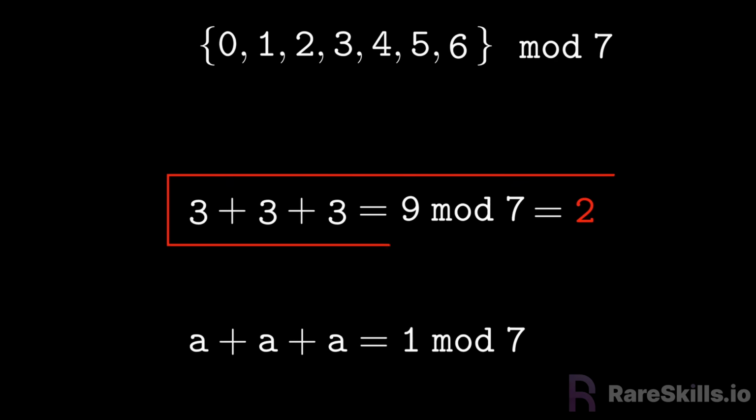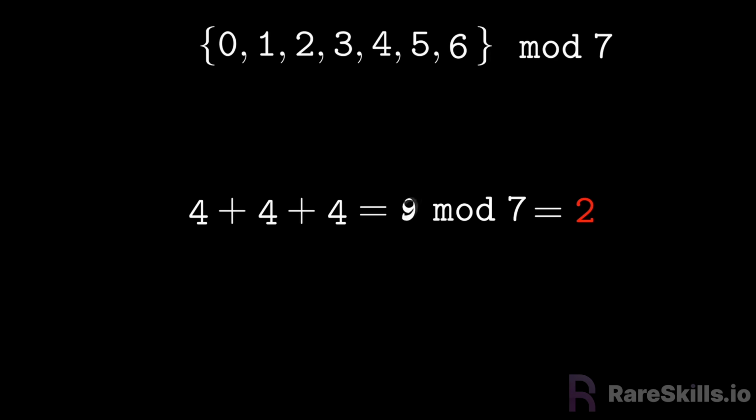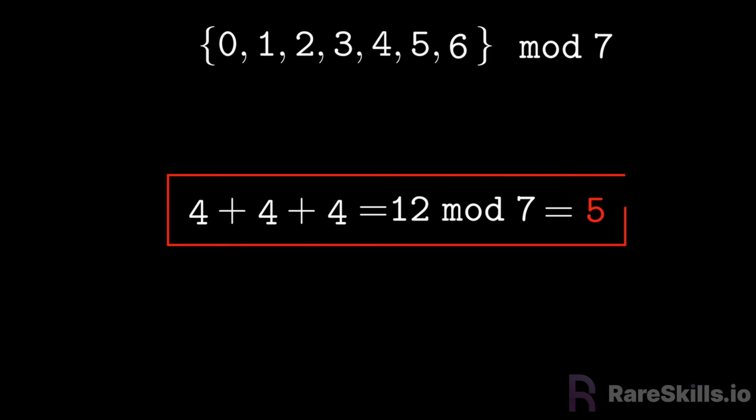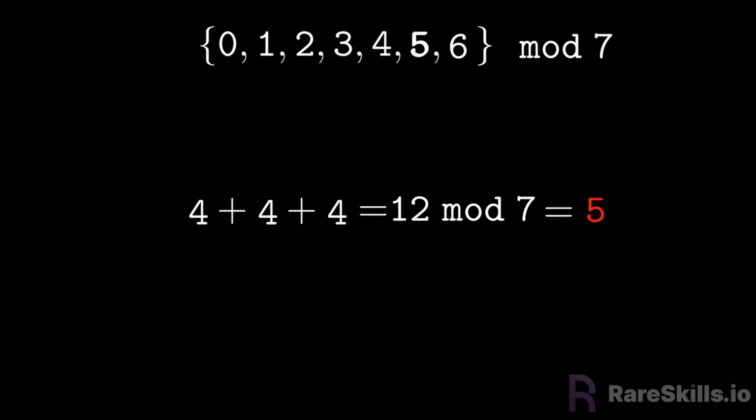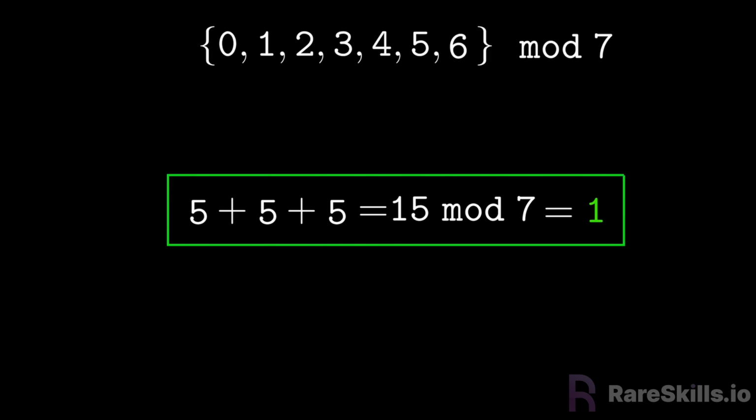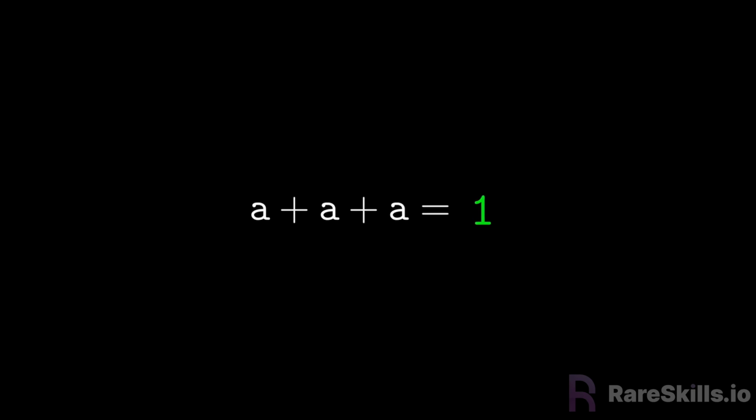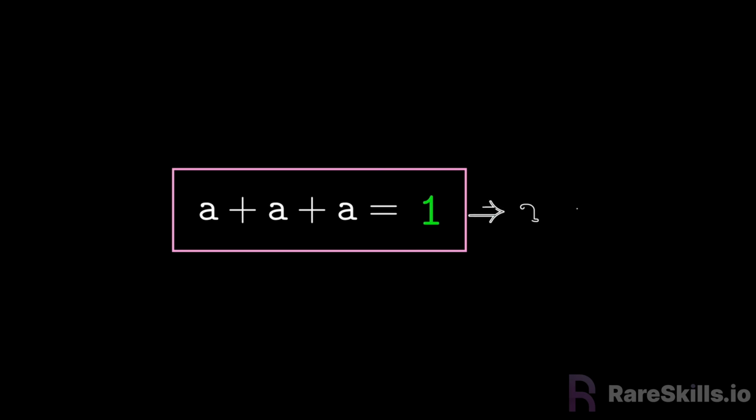Then we move on to 4, which is 4 plus 4 plus 4, which gives us 12 modulo 7, which is equal to 5, and that still doesn't work. Finally, this brings us to 5. And if we substitute 5, we have 5 plus 5 plus 5. This is equal to 15, mod 7 equals 1. And here we go. This is exactly what we want because 15 divided by 7 is 2 remainder 1. Therefore, we say that the solution of a plus a plus a equal to 1 has to be 5.